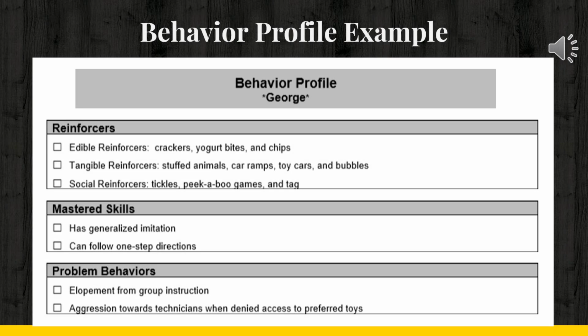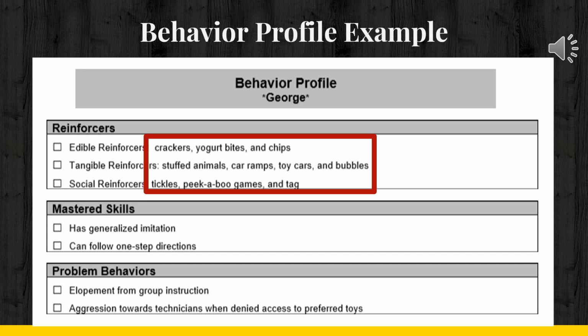Here is an example of a behavior profile. As you can see, it lists things such as reinforcers, mastered skills, and problem behaviors. In the highlighted section, you can see that the behavior profile has information pertaining to the client's reinforcers. It lists out the different edible, tangible, and social reinforcers that the client enjoys. By looking at this information, the behavior technician could come to their first session with a few stuffed animals or toy cars, for example. Using this information to your advantage is a good way to begin building rapport with your client.